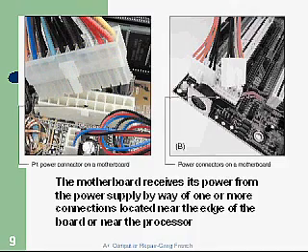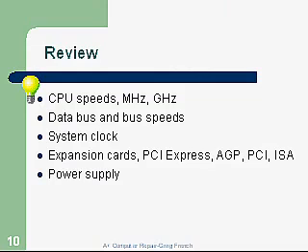In review, CPU speeds. Today the CPUs are running anywhere probably between 3 and 4 gigahertz, which is a billion cycles per second, represented by GHz. And there's also the megahertz, which is a million. Data bus and bus speeds. We're always trying to get faster and faster bus speeds on our motherboard so we can move the data faster and get higher performing computers. System clock, that's the pulse that we use for timing in the computer, and that's generated from what we call the system clock.